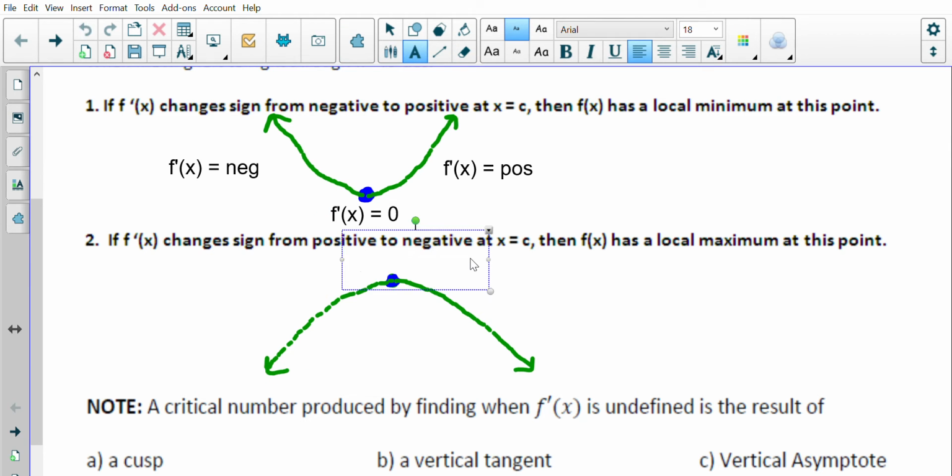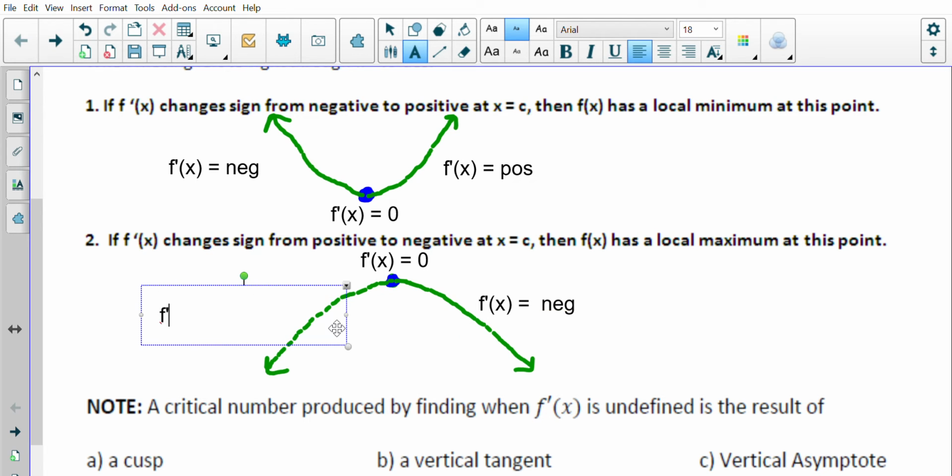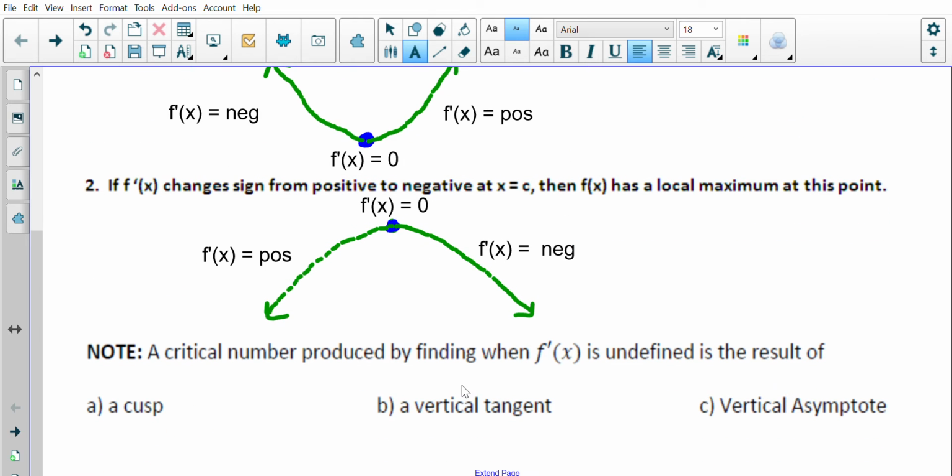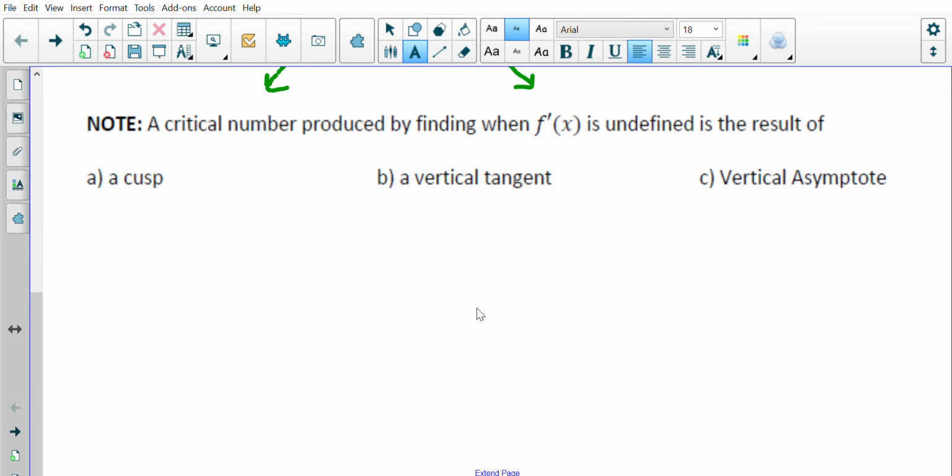So again, at the blue dot, in both scenarios, your derivative is actually equal to 0. And again, over on the right here, our derivative is negative, so it's decreasing. And over on the left, it is positive, which means it's increasing. Now, that's when we're talking about our derivative being equal to 0. What about that other case when our derivative is undefined? Well, again, a critical number produced by when your derivative is undefined can result in 3 different situations.